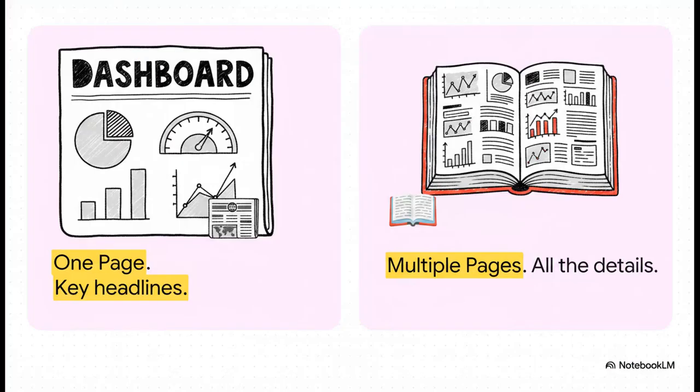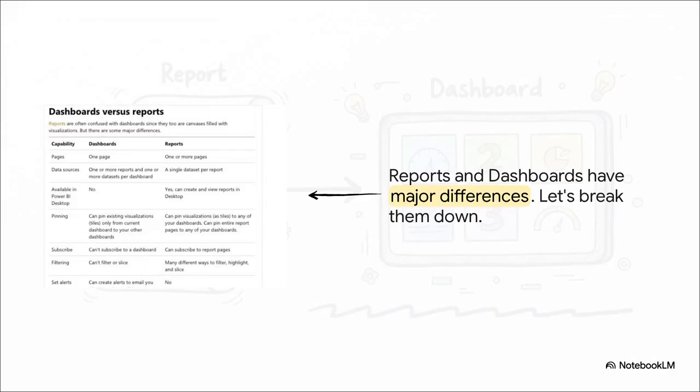Probably the best way to wrap your head around this is with an analogy. A dashboard, it's like the cover of a magazine. It's just one single page, giving you the biggest headlines and the flashiest pictures all at a glance. A report, though, that's the full article inside. It's the deep dive, it can go on for multiple pages, and it's got all the juicy details. All right, let's move past the analogy and really get into the weeds here. We're going to go feature by feature, side by side, so you'll know exactly which one to grab for whatever job you're trying to do.